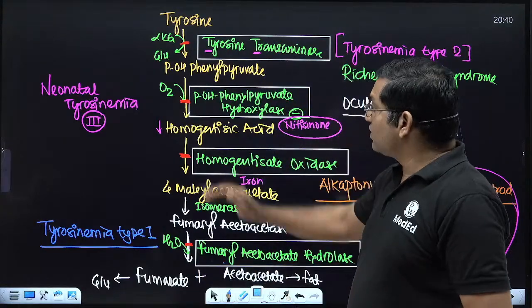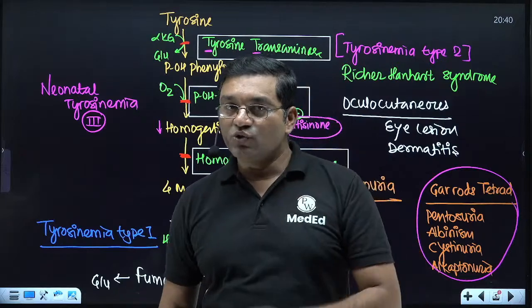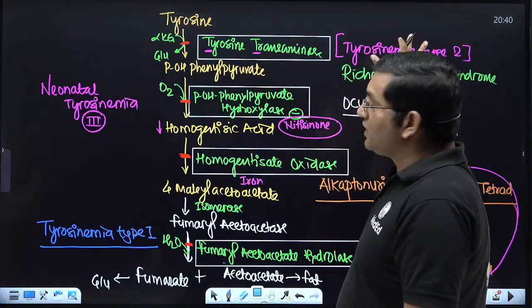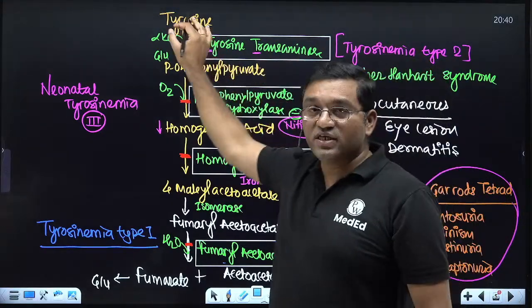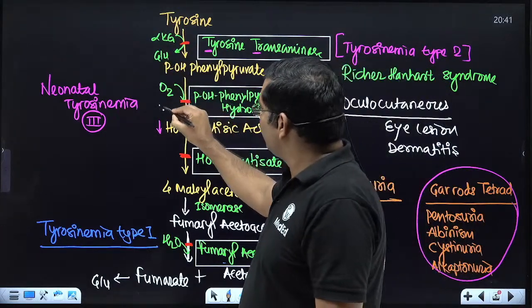Now remember this disorder. You know phenylalanine hydroxylase, phenylketonuria. Two T's are there: tyrosine transaminase, tyrosinemia type 2. This is a transamination reaction. Then this is a hydroxylation reaction. This is a vitamin C dependent reaction.